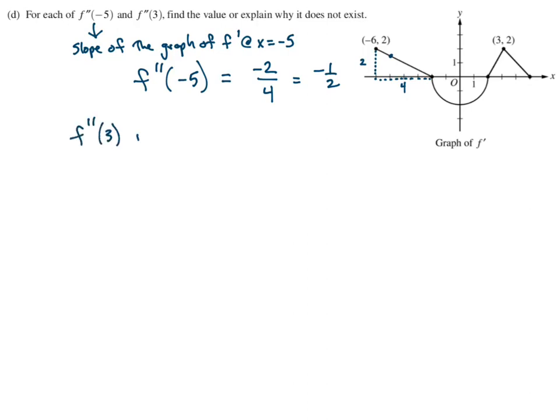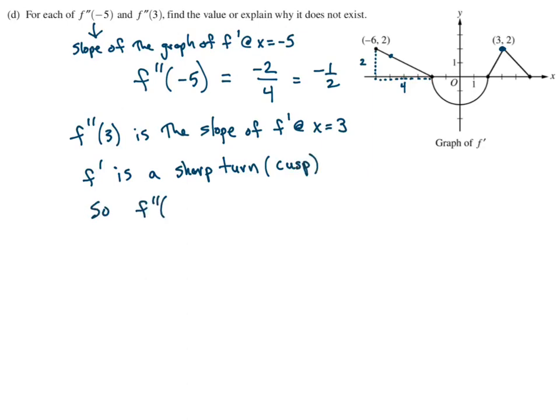A little trickier on the second part, f double prime of 3 is the slope of f prime at x equals 3. So I'm thinking about that point. Well, f prime has a sharp turn, or a cusp, at that point. So it is not differentiable at that point. I can't find the slope of a tangent line at that sharp turn. There's a couple ways to think about this. One is from the limit approach, and from the limit approach, we're thinking, all right, as we sneak up from the left side and from the right side, the one-sided limits won't agree. So that's one reason why it wouldn't work.